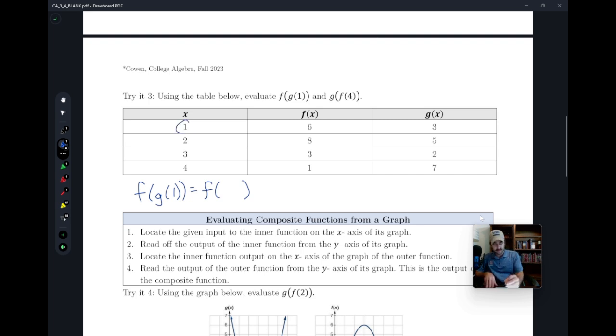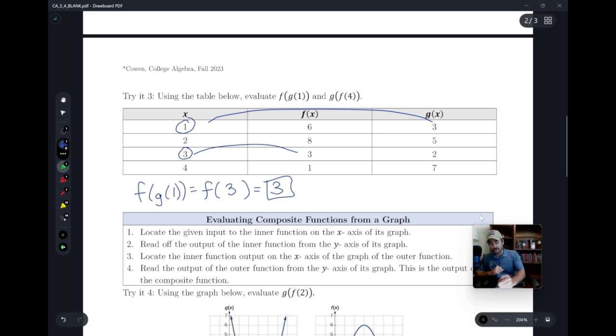Well, g of 1 is to take 1 and plug it into g. So if we input 1, it outputs 3. So f of g of 1 is the same thing as f of 3, and then we can do that problem separately. f of 3 is 3. And we've plugged it into an equation by taking a one-step problem and turning it into 2 steps. We might do the same thing for f of 4.